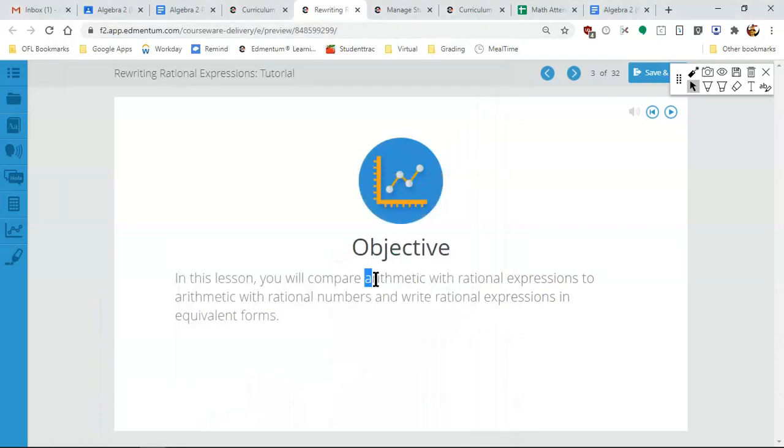So our goal is to compare arithmetic, which means adding and subtracting, rational expressions. And rational, again, just means fractions. Expressions just mean like not necessarily having an equal sign, to arithmetic with rational expressions and how to rewrite those.